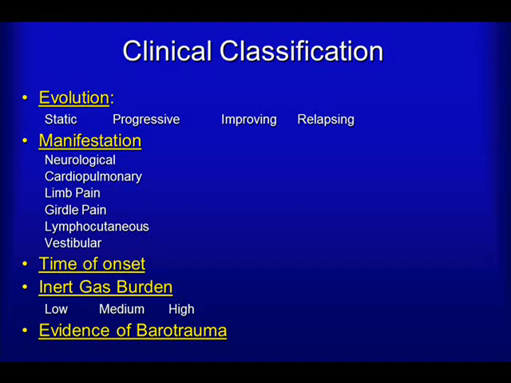Time of onset is relevant in that very, very rapid onset is more likely to be a result of arterial gas embolism, whether through pulmonary barotrauma or venous gas, whereas delayed onset almost inevitably would be decompression sickness related. The inert gas burden suggests the extent to which the person has dived or been exposed outside the parameters that would be considered safe.